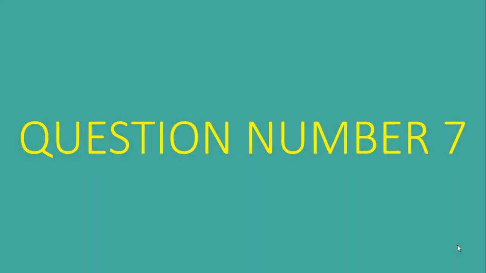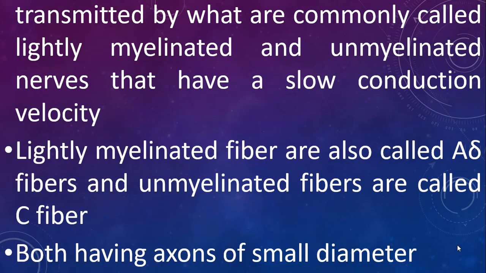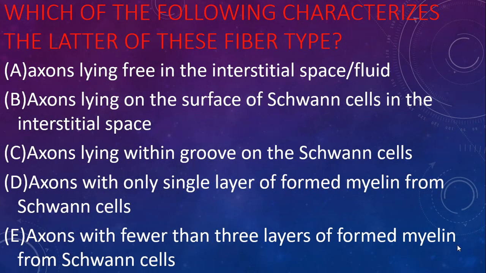Question number 7. Pain is transmitted by what are commonly called lightly myelinated and unmyelinated nerves that have slow conduction velocity. Lightly myelinated fibers are also called A-delta fibers, and unmyelinated fibers are called C fibers, both having axons of small diameters. Which of the following characterizes the latter of these fiber types?